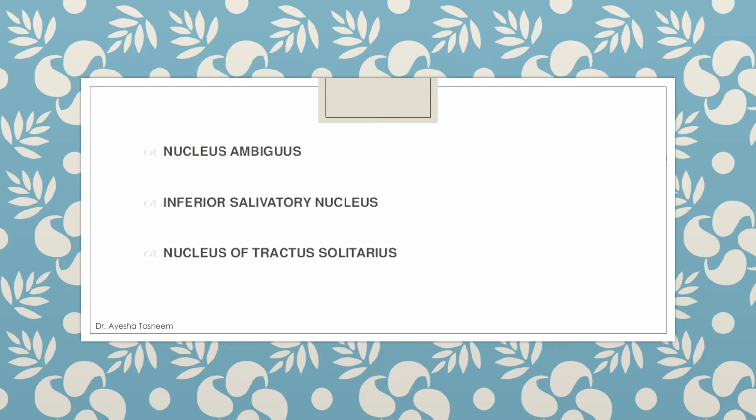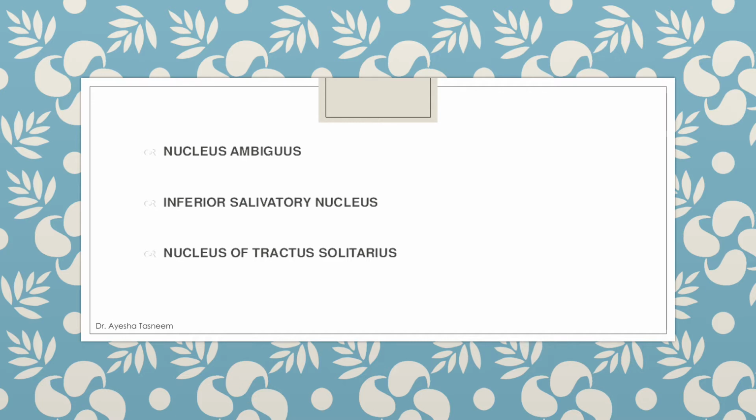The nucleus ambiguous is the brachiomotor nucleus and carries special visceral efferent fibers. It is located in the reticular formation of the medulla oblongata and is also known as main motor nucleus of glossopharyngeal nerve.